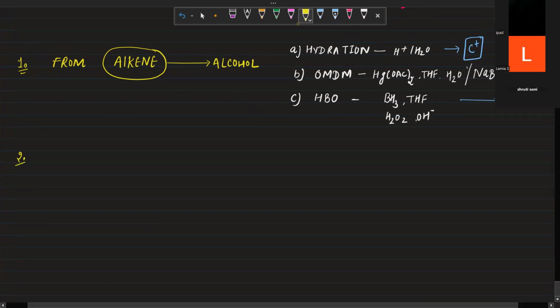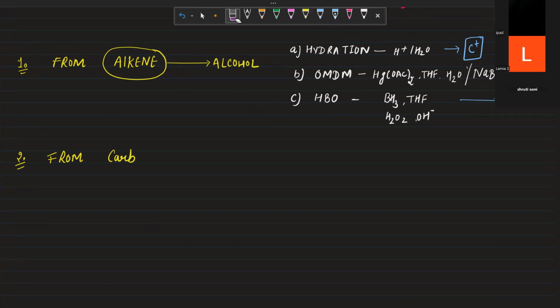Now we start with the second reaction, that is from carbonyl. First you need to know what is carbonyl. Do you know what is carbonyl? Anything? C double bond O. Yeah.